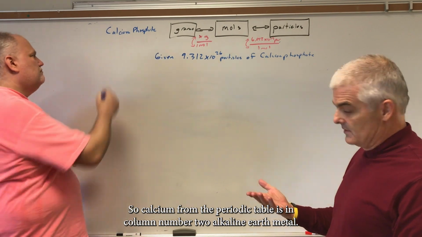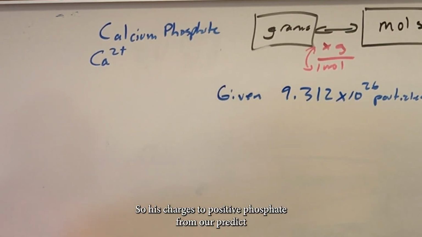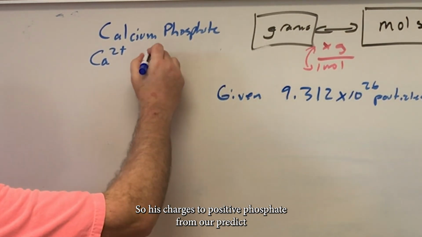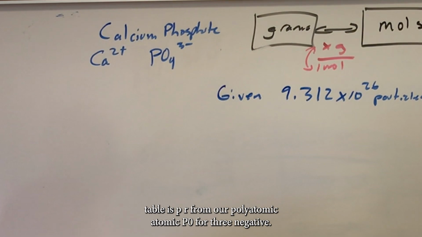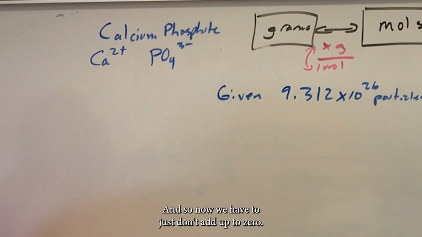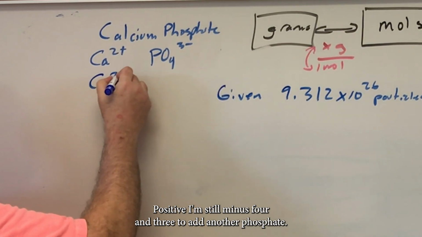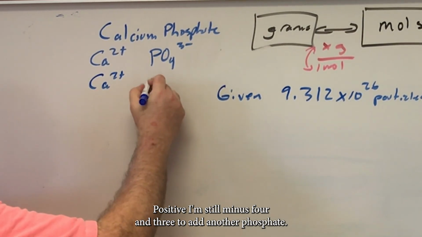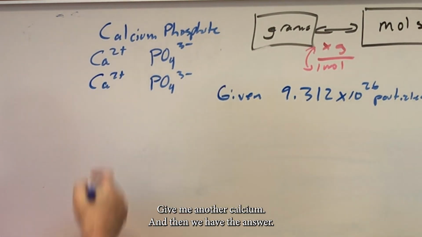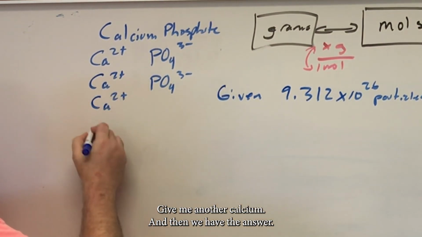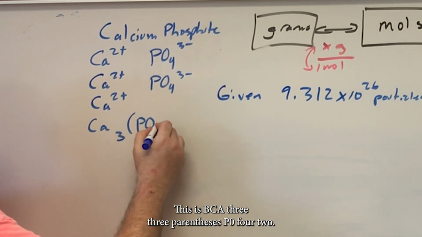Calcium from the periodic table is in column number 2, alkaline earth metal, so its charge is 2 positive. Phosphate from our polyatomic ion list is PO4 3 negative. Those don't add up to 0, so we have to play this game. Put Ca 2 positive, I'm still not happy, that's 4 and negative 3, so add another phosphate, and then 6. We're almost there, give me another calcium, and then we have the answer. So this would be Ca3(PO4)2.